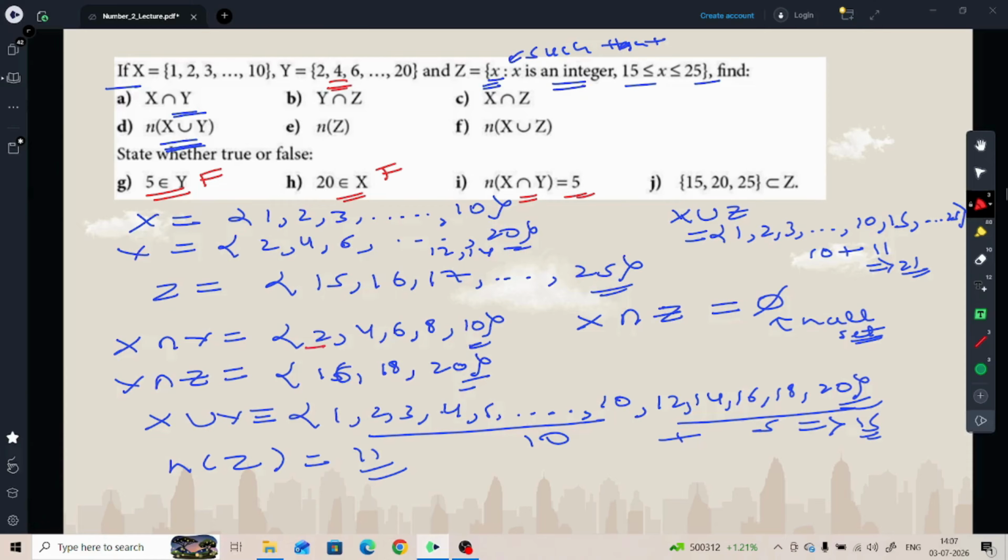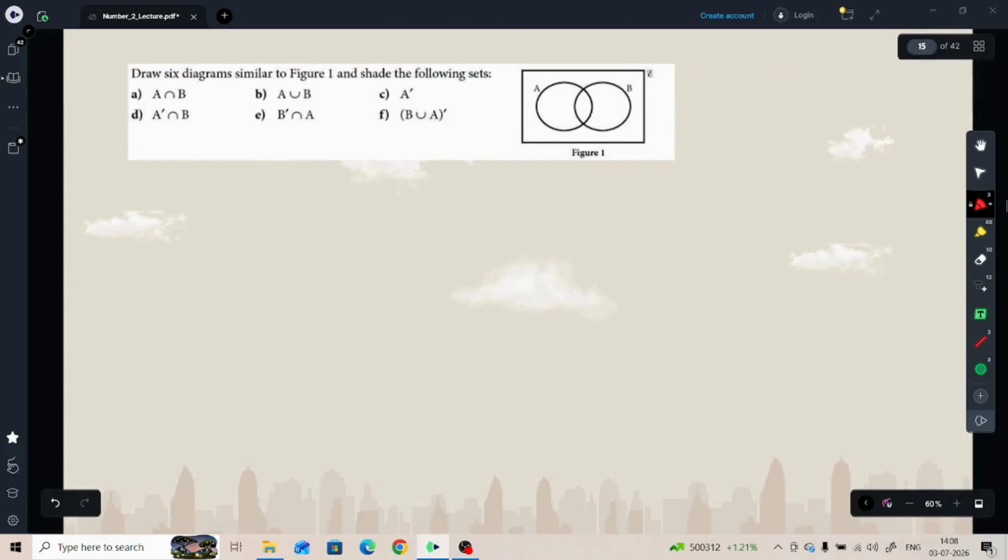The next one is that the number of elements in x intersection y is 5. So we just calculate: 1, 2, 3, 4, 5. So 5 only is there. So this is true. And 15, 20, 25 belong to z for sure, because z has the elements 15, 20, 25. So it is a subset for sure. So true. Very easy question actually. Sets are very easy, and easy questions come from sets, and it is very much scoring.